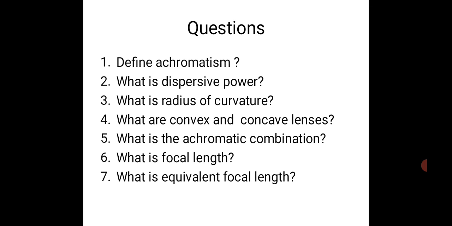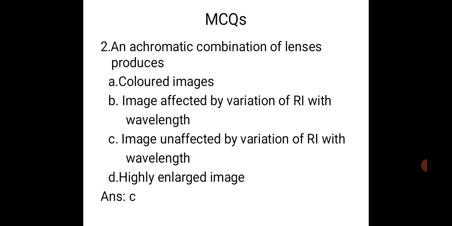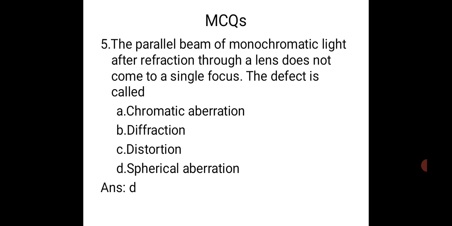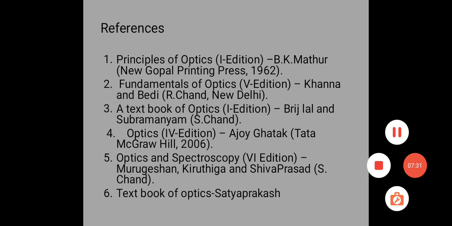At the end of this session, you are able to answer questions on achromatism, dispersive power, radius of curvature, convex and concave lenses, achromatic combination, focal length and equivalent focal length. So, you can answer some of the multiple choice questions given at the end of this session. Please go through them, and if you want to have more glance on this topic, you can refer to the following textbooks. Thank you.